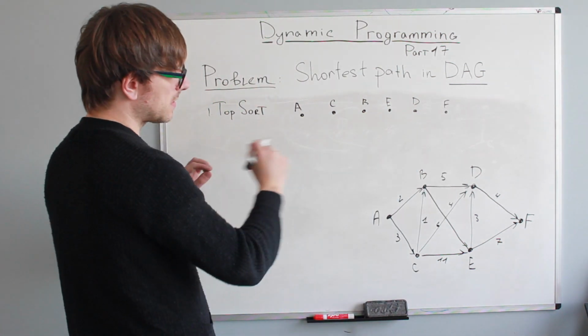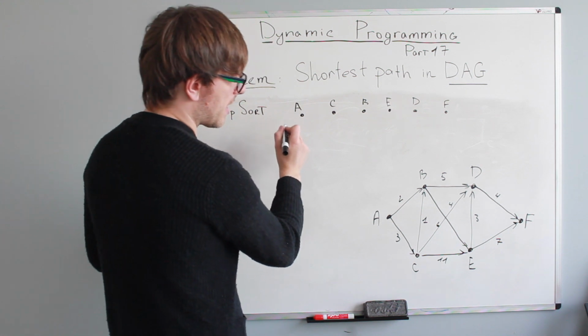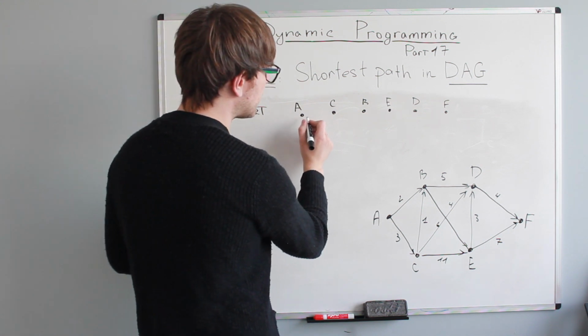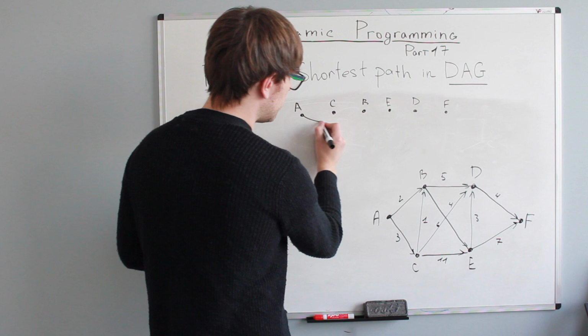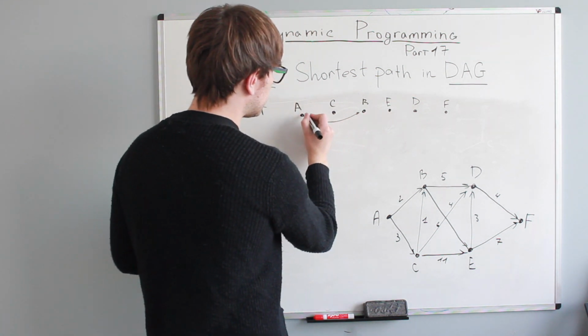Now, let's outline our edges. So from A, I can go to B and C. So I can go to B, and I can go to C.